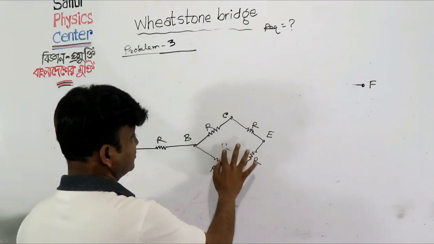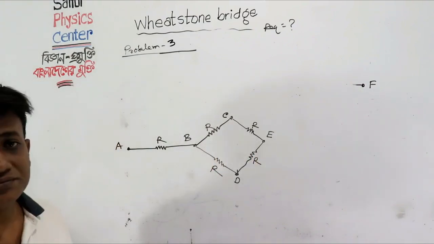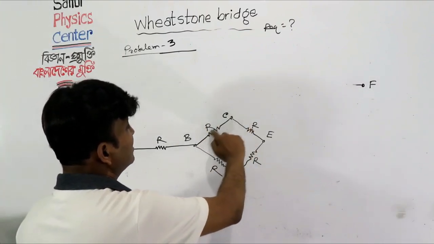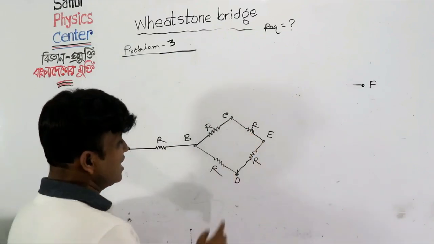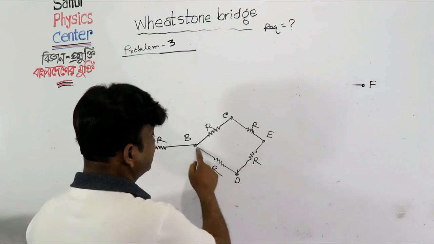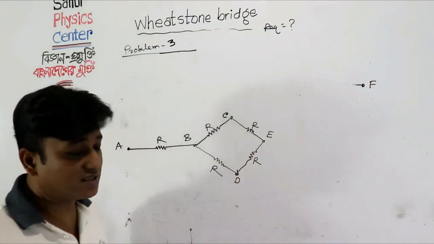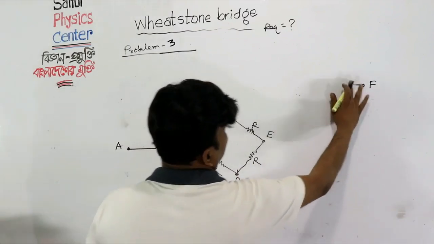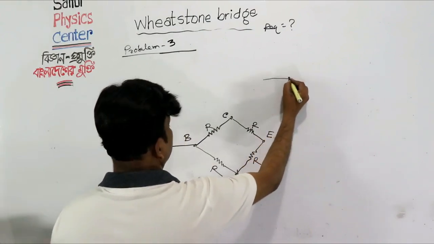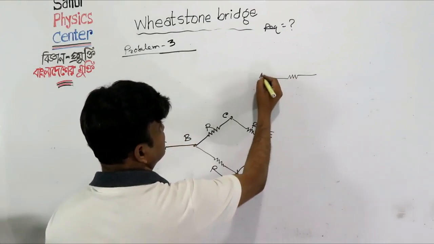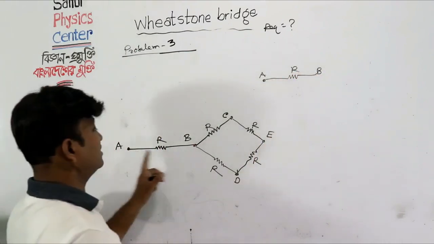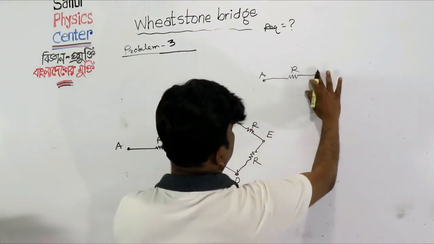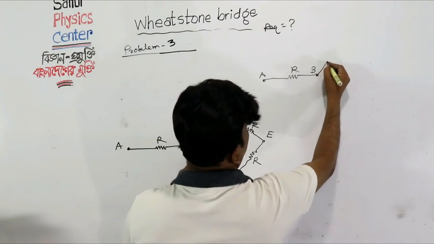So it is clear that these resistances R and R are connected in series, and the other two resistances R and R are also connected in series. So again we can rearrange this circuit like this: between A and B there is a resistance R. Now this R and this R together is 2R.